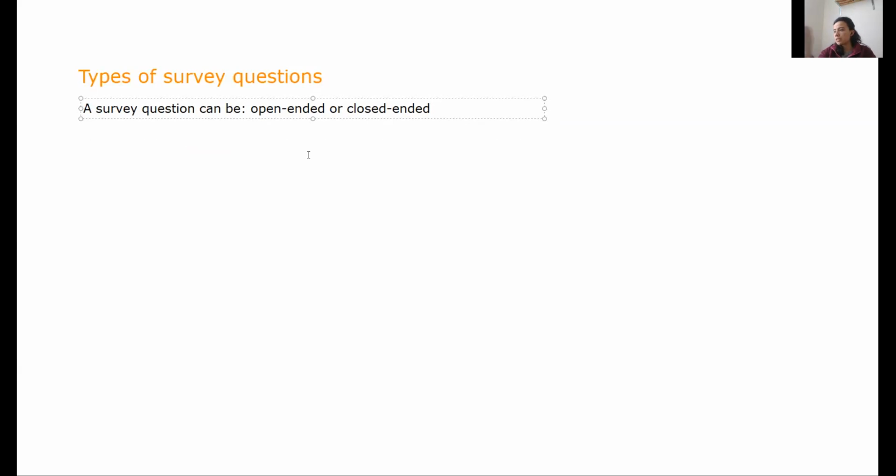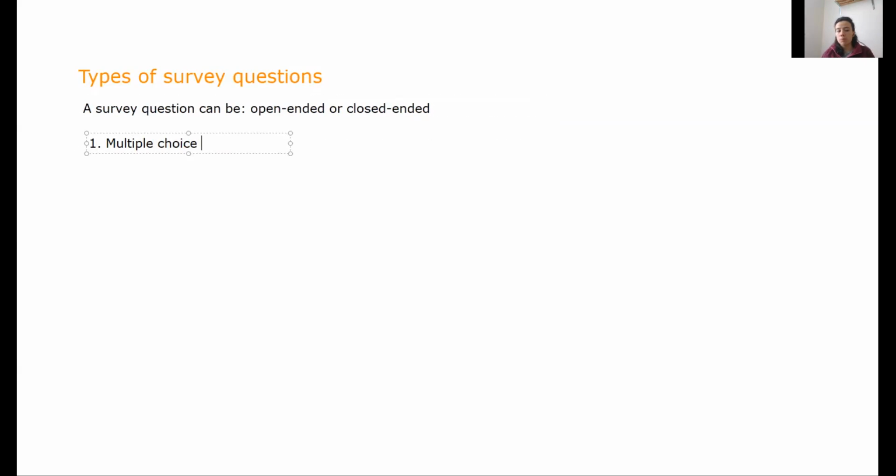So closed-ended means the people doing the study are providing the options and the other person has to choose, whereas open-ended means there's just a question and the person is free to answer whatever they want. Now, there's a couple of options. The first thing is a multiple choice question.